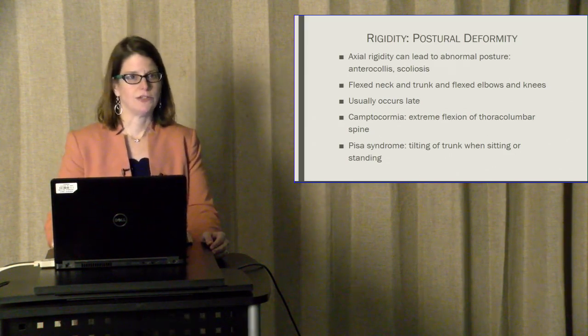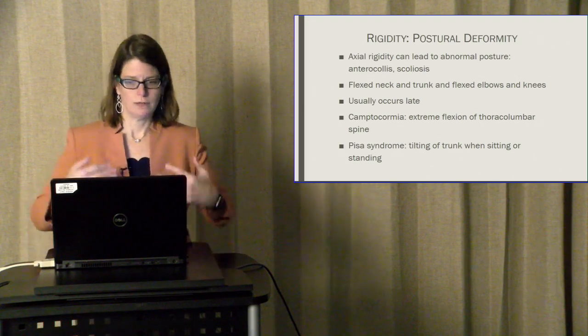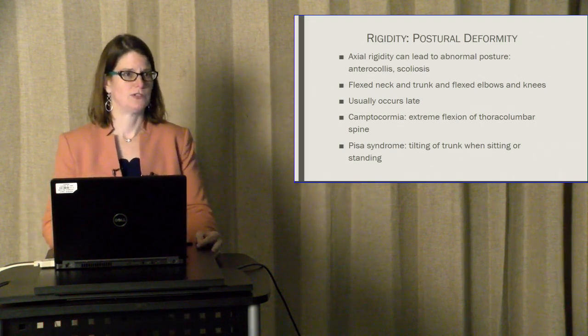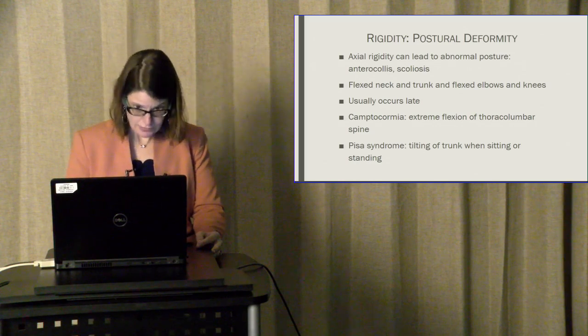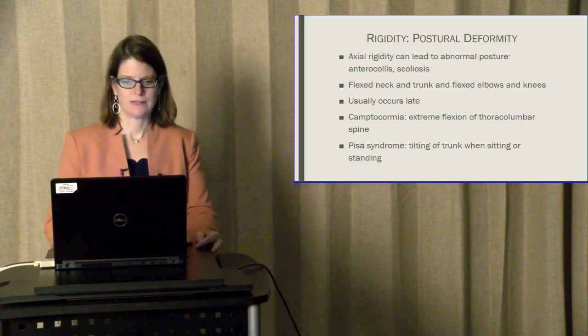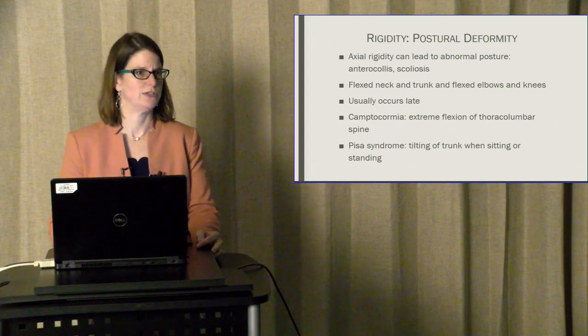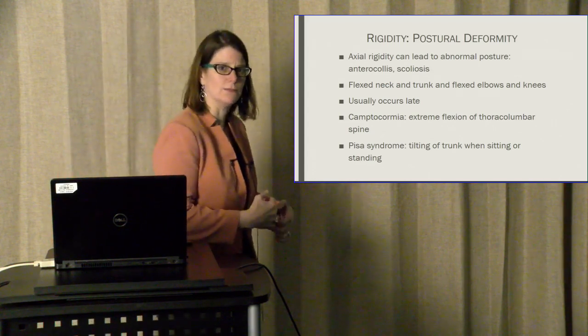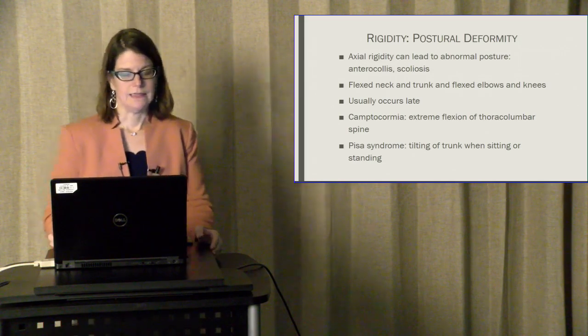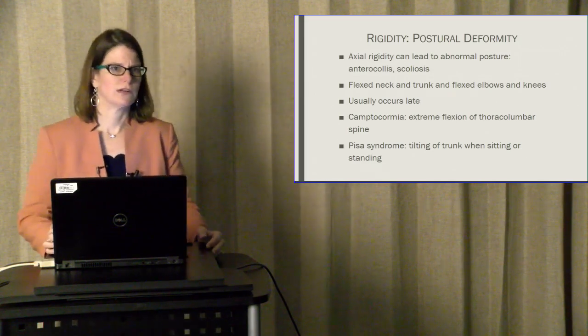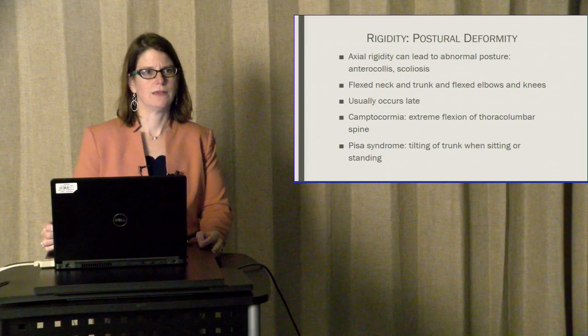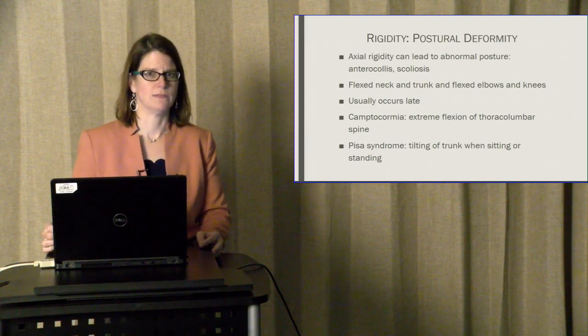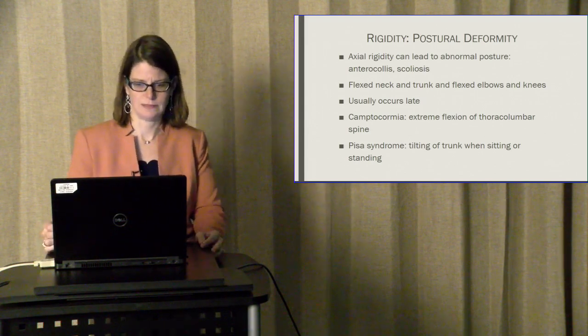So you can get axial rigidity, or rigidity in the core, and that leads to abnormal postures like scoliosis and anterocollis, where the head comes forward. That's a flexion of the neck and the trunk, as well as, as we saw in that picture, the elbows are often flexed and held by the side. This is usually more of a late occurrence in Parkinson's, and if we see it early, we might think of an atypical Parkinsonism that's not idiopathic Parkinson's disease.